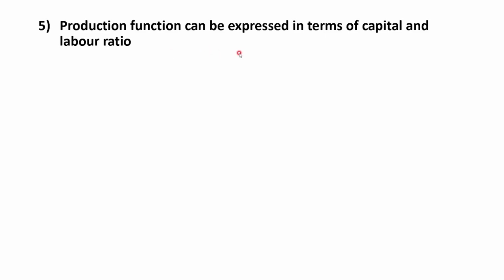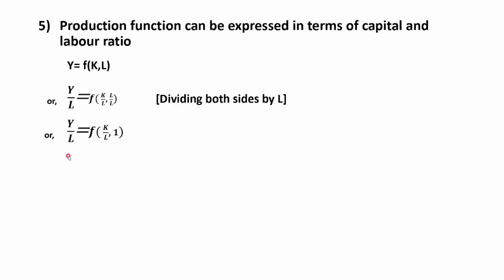The production function can be expressed in terms of the capital and labor ratio. So this is the production function, or the aggregate production function. As per the assumptions, now let's convert this production function into per labor head. So to get per labor head, let's divide by labor on both sides. Then we get Y by L, and K by L, and for L we get L by L. So L and L cancel and we get 1.